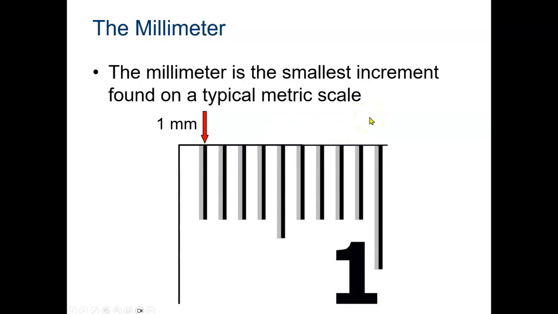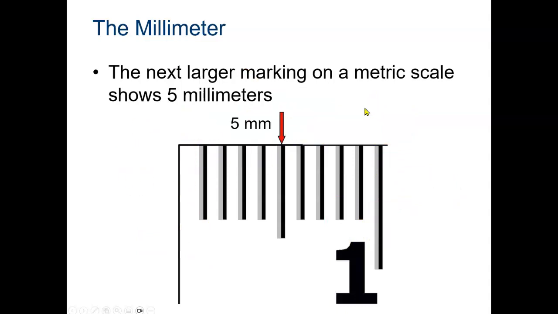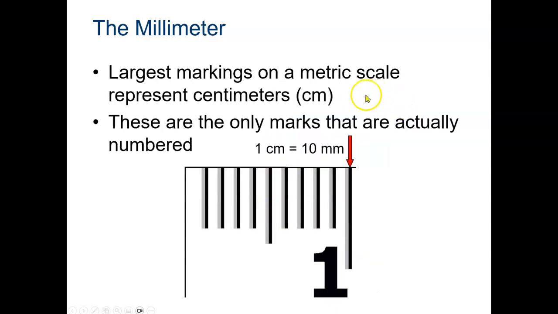So if we zoom in on a metric scale, the millimeter is the smallest increment, and you can see that with the markings. The next largest marking should be 5 millimeters. And then the largest marking from 0 to 1 is going to be that 1 centimeter mark. These are the only marks that are actually numbered, the centimeter marks. So 1 centimeter, again, equals 10 millimeters.